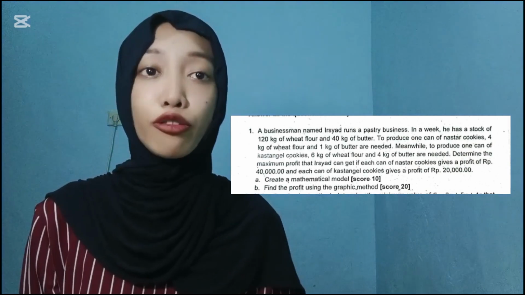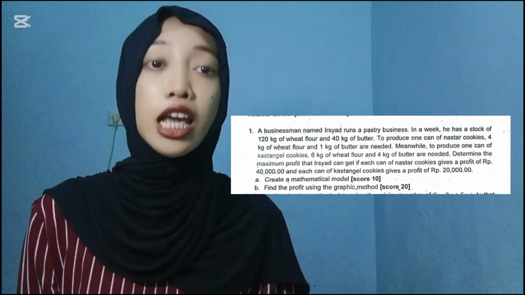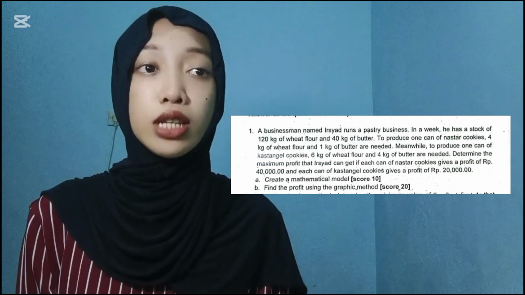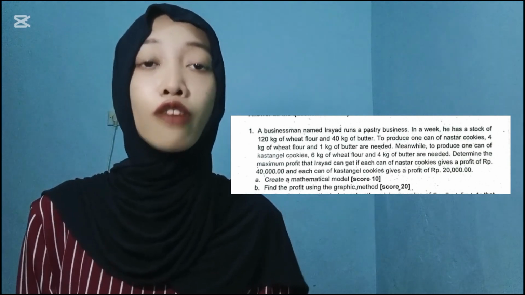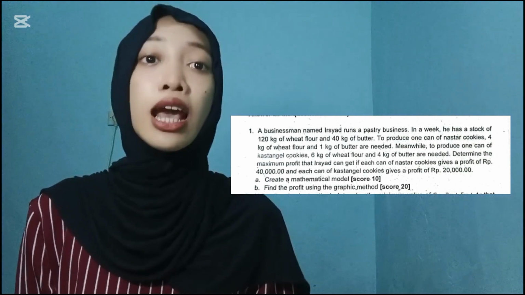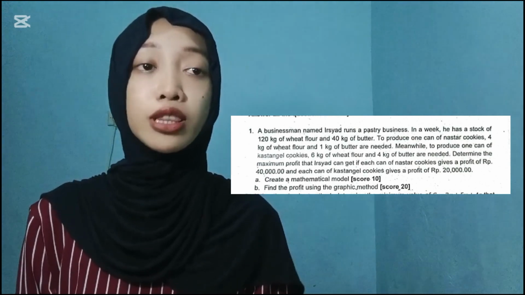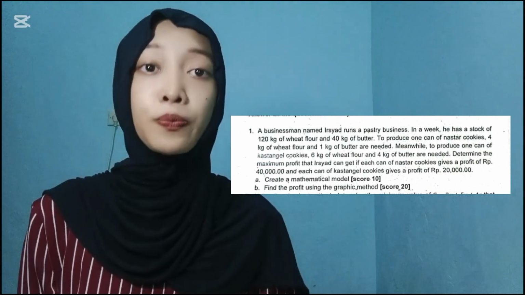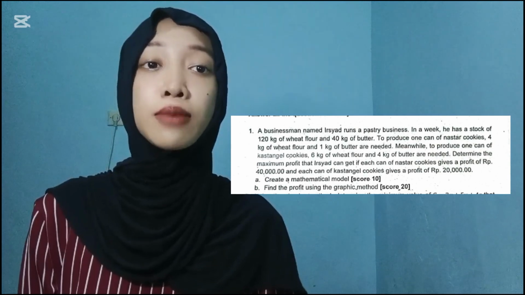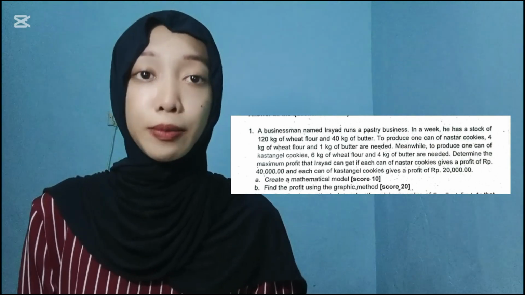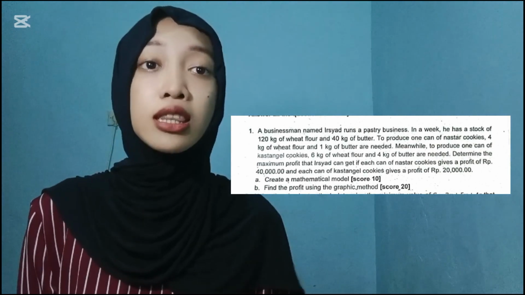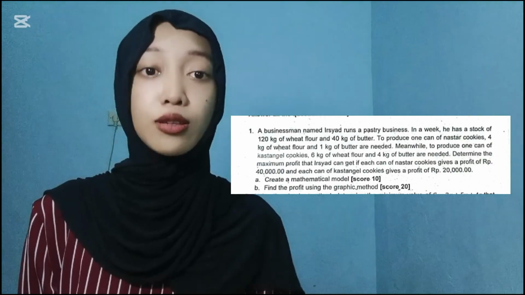Determine the maximum profit that Irshad can get if each can of nastar cookies gives a profit of 40,000 and each can of kastangel cookies gives a profit of 20,000. A. Create a mathematical model, and B. Find the profit using the graphic method.